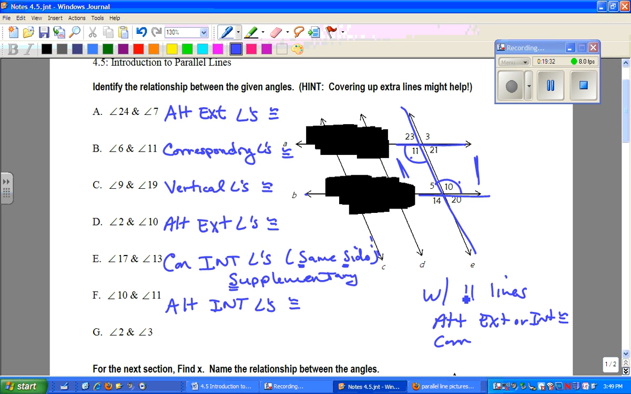Corresponding angles with parallel lines are congruent. Vertical angles are always congruent. Same side or consecutive interior and/or exterior angles are not congruent, because of the same side, they're going to be supplementary.